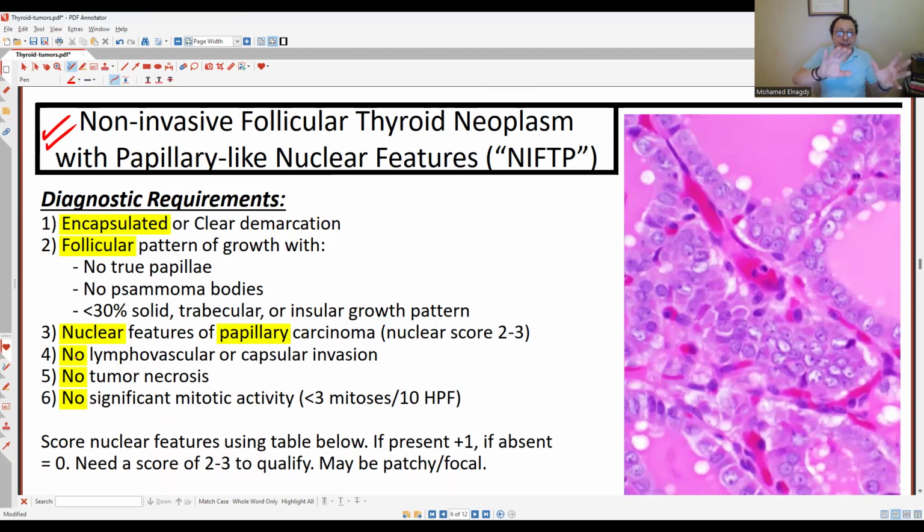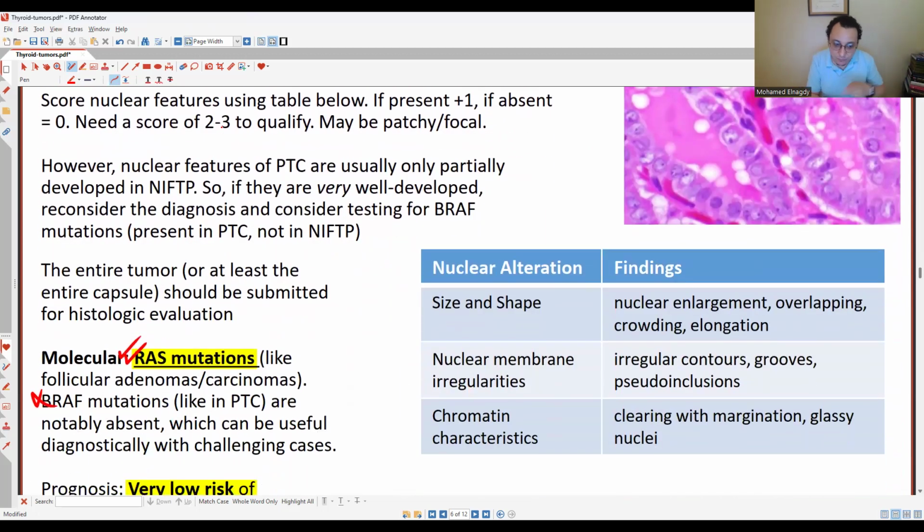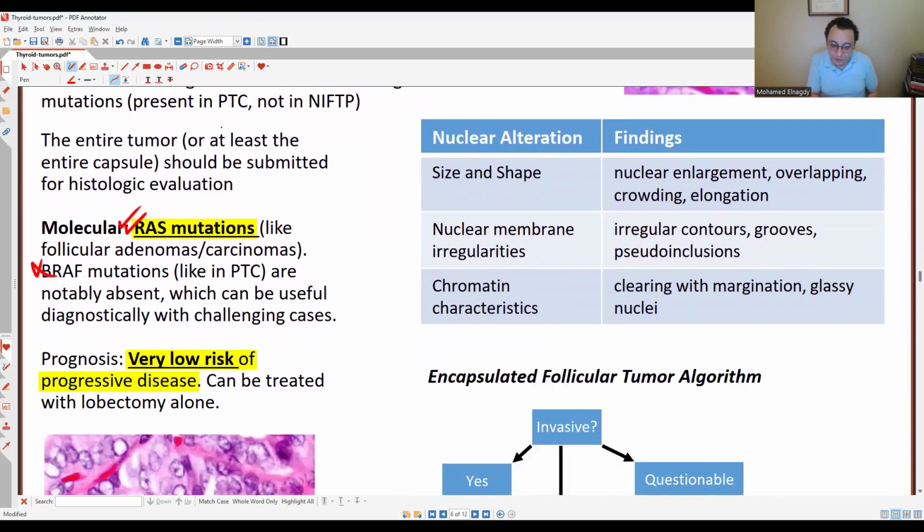So they call it a non-invasive follicular thyroid neoplasm with papillary-like nuclear features. With papillary-like nuclear features means that we are seeing papillary nuclear features, but this is actually a non-invasive follicular thyroid neoplasm because molecular confirmed the diagnosis that that's follicular because of having RAS mutation and no BRAF mutation.